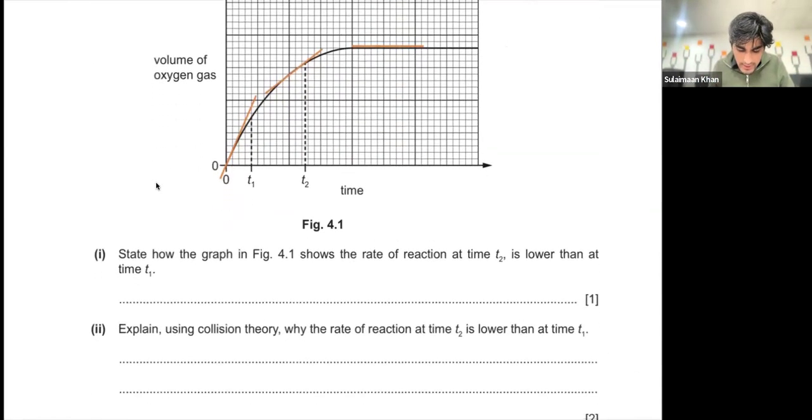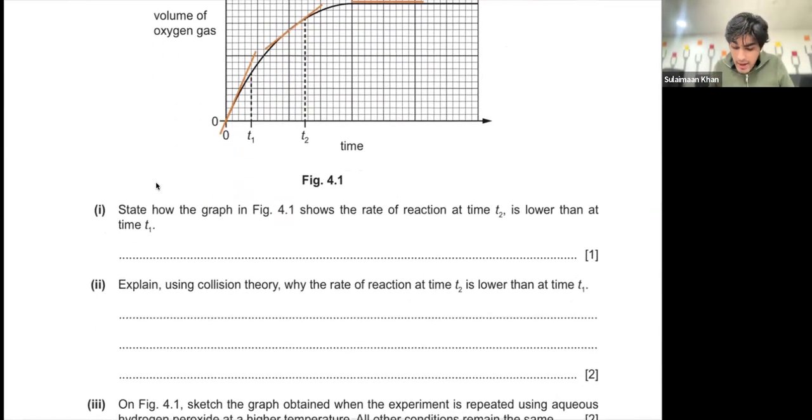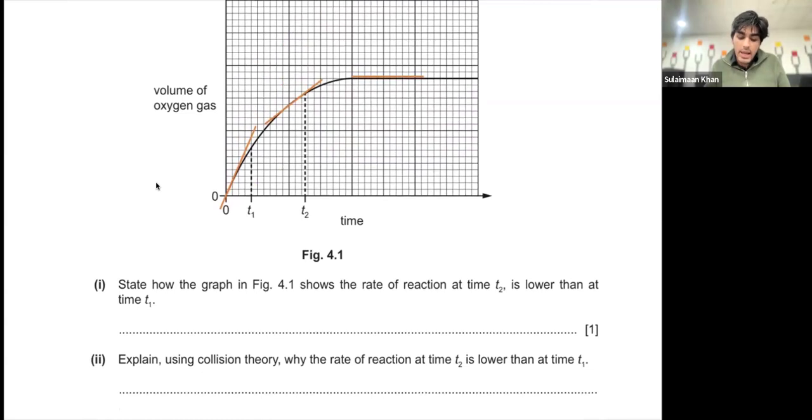So if you look at the question, he's saying state how graph 4.1 shows the rate of reaction at time 2 is lower than the rate of reaction at time 1. How does it show? Look at this. The gradient at time 1 is greater or lower than time 2? So you realize if you draw a tangent, this tangent is steeper, which means the steeper the tangent, the higher the gradient. So at time 1, the gradient is higher.